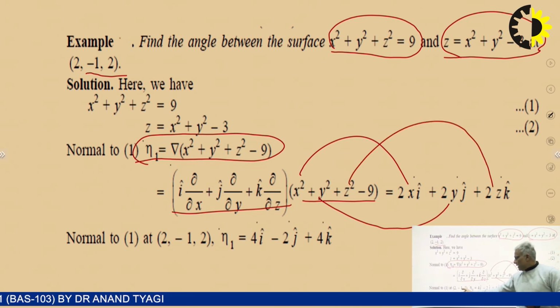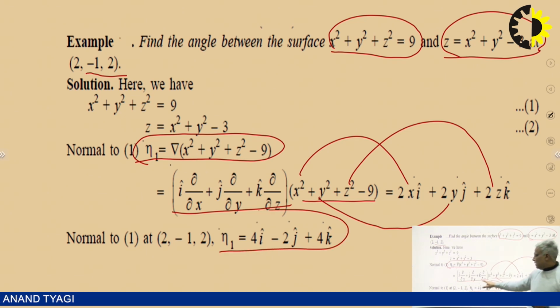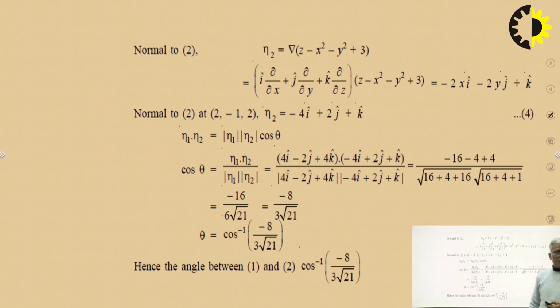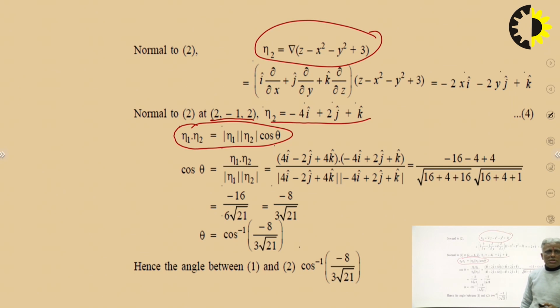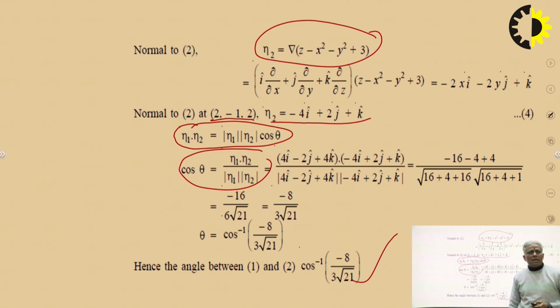At the point (2, -1, 2), we calculate here the first vector, right? That is normal to the surface. Another vector we consider here is n2, normal to the second surface, and I calculate the gradient at the point (2, -1, 2). That is known as the second vector. And we know that for the angle between two vectors, eta 1 dot eta 2 is equal to magnitude of eta 1 times magnitude of eta 2 times cos theta, so cos theta is equal to eta 1 dot eta 2 upon magnitude of eta 1 and magnitude of eta 2. We calculate the value and find the angle between the two surfaces is cos inverse of -8 upon 3 root 21. In this way, we find the angle between two surfaces.